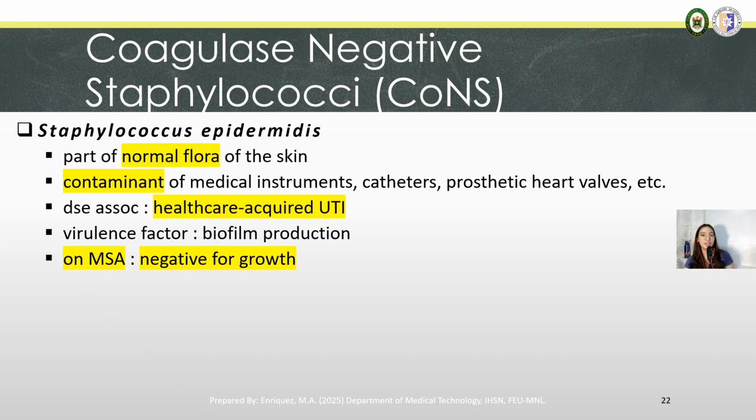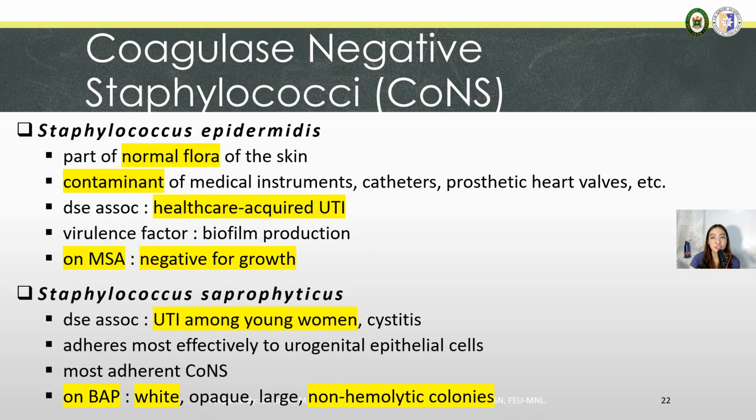So as you can see right here, first up is Staphylococcus epidermidis. This one is also part of the normal flora, but it is usually seen as a contaminant of medical instruments, catheters, prosthetic heart valves, and other stuff like that. The disease associated is healthcare acquired UTI, but if we were to make use of the mannitol salt agar, Staphylococcus epidermidis will not grow. Okay, so Staphylococcus epidermidis is negative for growth if you would use the mannitol salt agar.